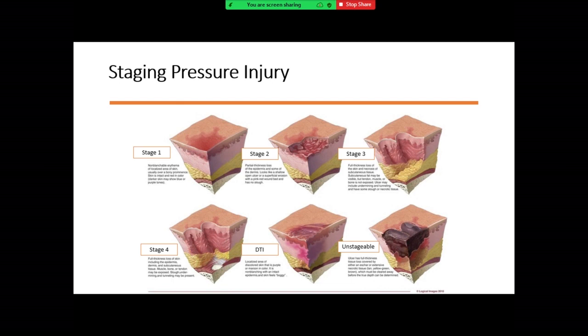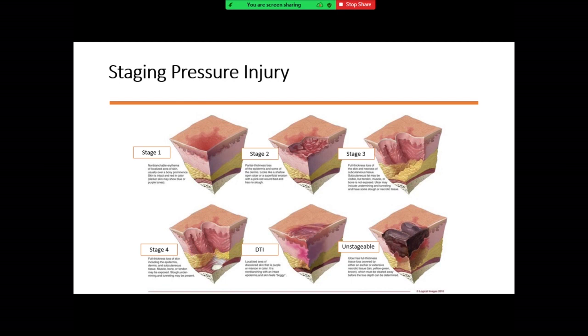Both with stage 3 and stage 4, you can have tunneling, or you can have what's basically the skin is intact, but there's a tunnel or a track. And so if you took a tongue depressor or the blunt end of a swab and stuck it in the wound and kind of went around the edges, you can have that intact skin that's delaminated or disconnected from the subcutaneous layer, and you can have that both in stage 3 and stage 4. There's usually no tunneling on stage 2s.